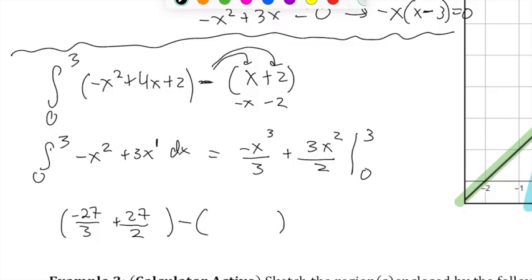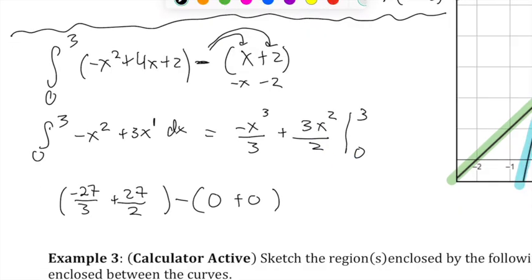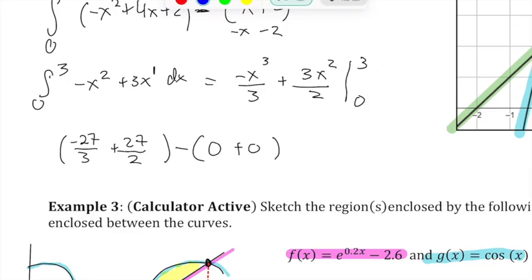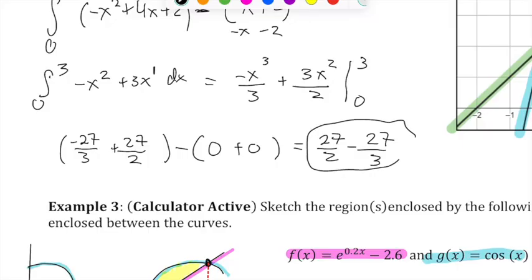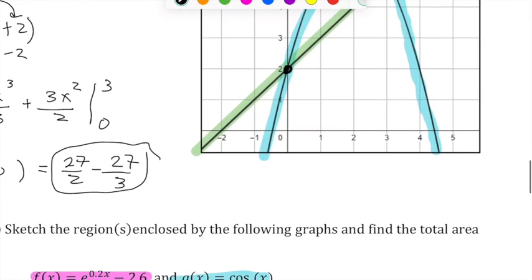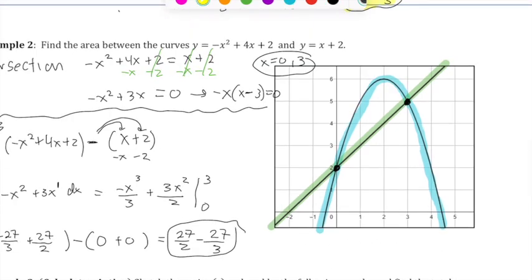Minus. And then these ones, I'm going to plug in 0. That's going to give me 0 over 3. And then plug in 0 here, and that zeroes that function out. And so we are just left with this equation right here. And again, this will be 27 over 2 minus 27 over 3. And you can combine that if you want, but I'm just going to leave it as is. That is my area between my two curves.